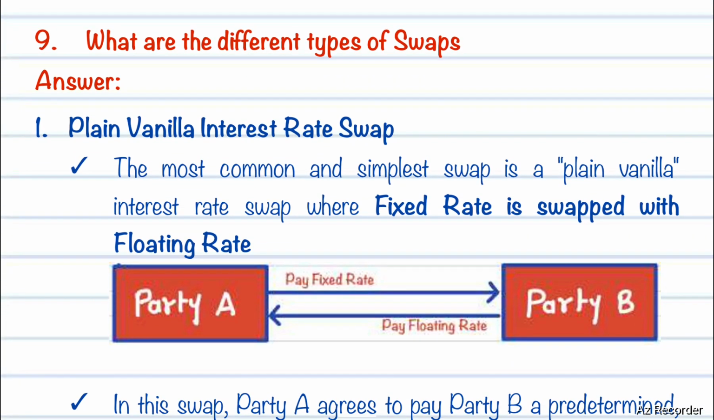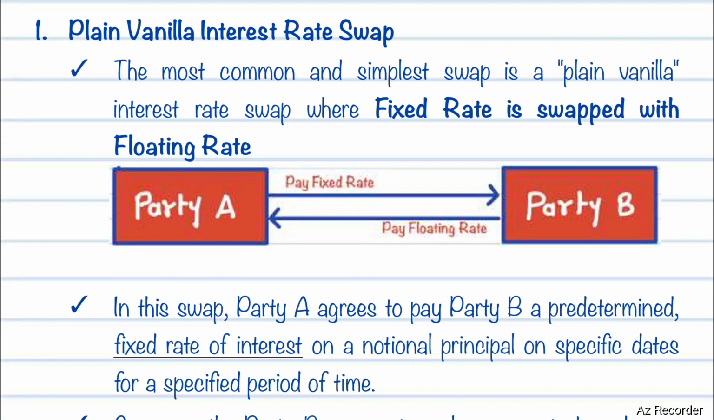What are the different types of swaps? First one, plain vanilla interest rate swap. The most common and simple swap is the plain vanilla interest rate swap, where a fixed rate is swapped with a floating rate.